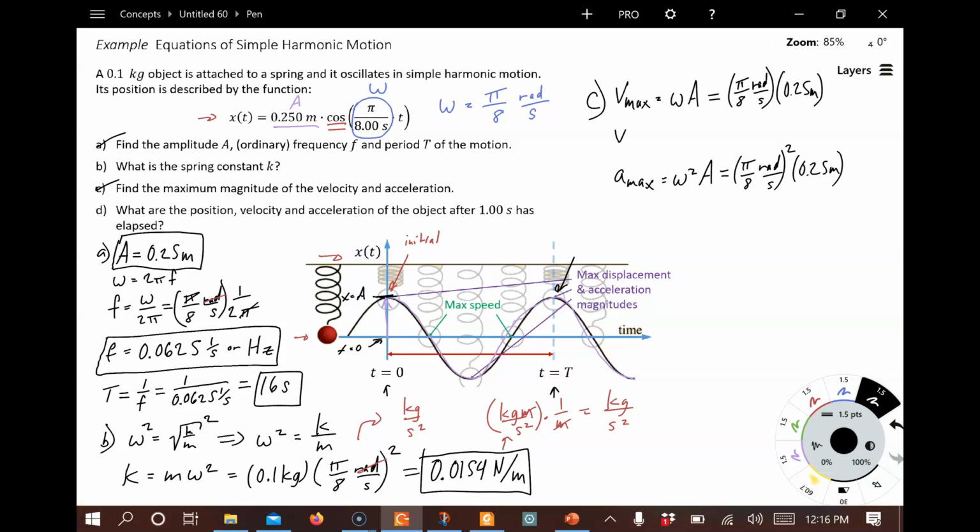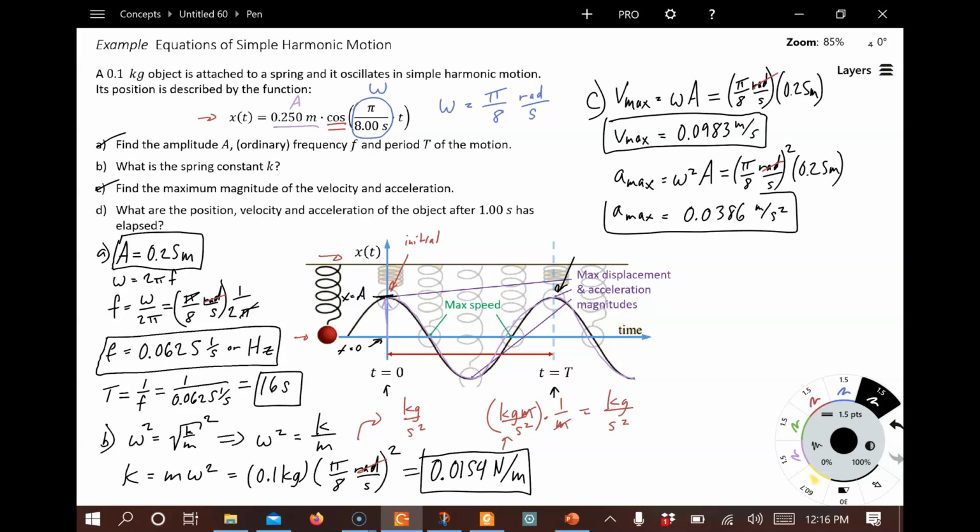And putting those into the calculator, we see for the maximum velocity magnitude, or the maximum speed, I should say, it comes out to 0.0983 meters per second. And for the acceleration magnitude, the maximum value comes out to 0.0386 meters per second squared. And again, we drop the rads, and you can see that the units come out as we expect. So these are good.